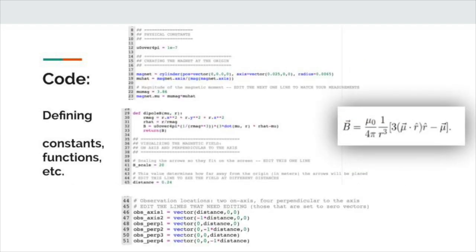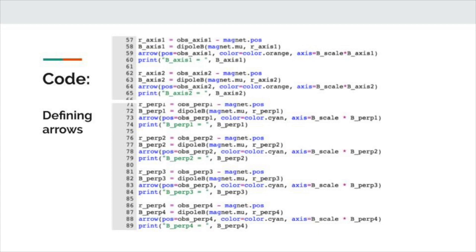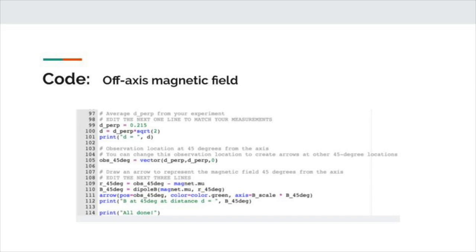So here on these next few slides, you can see the code used in this lab to calculate the off-axis magnetic field. Here you can see that it is defining constants, functions, and observation locations and all that. Specifically in line 32, you can see how the equation that is highlighted on the right, the Biot-Savart law mentioned earlier, is defined. Here you can see the creation and the defining of the arrows, the 2 on-axis and the 4 perpendicular or off-axis arrows. And then this last section is the off-axis magnetic field at a 45-degree angle.